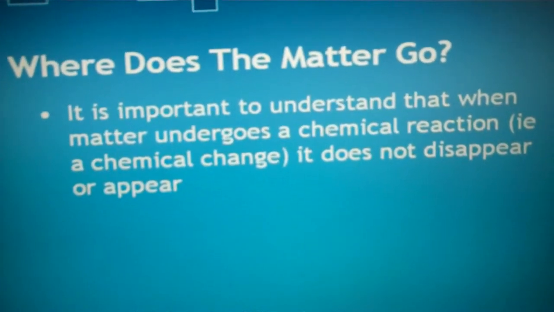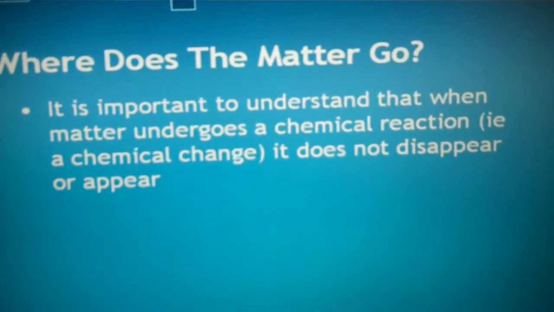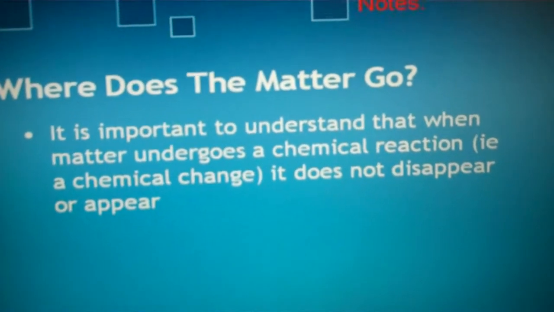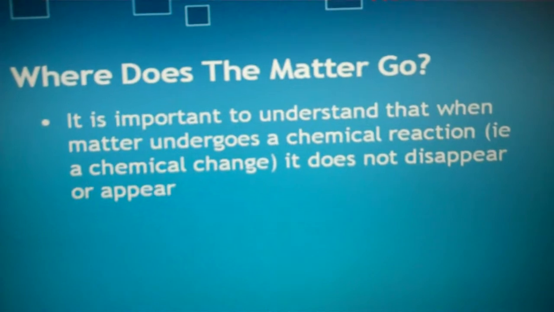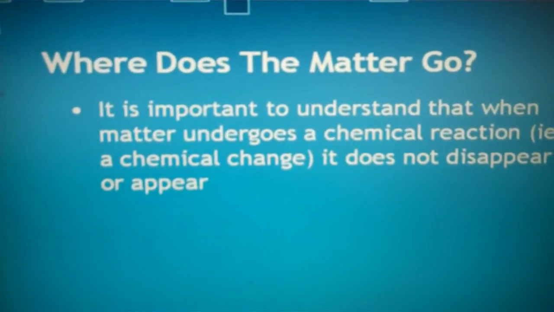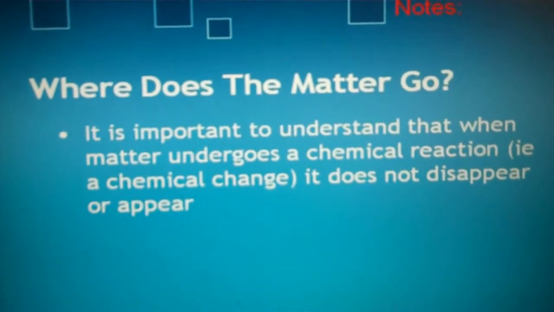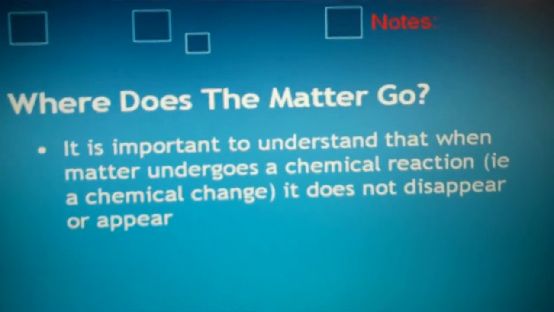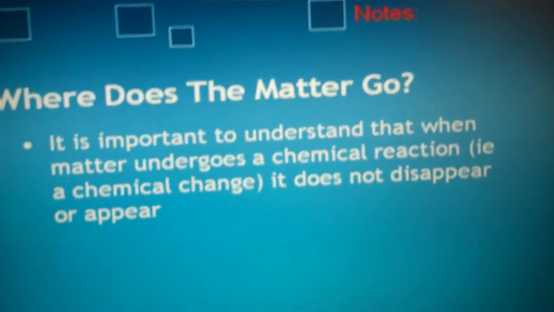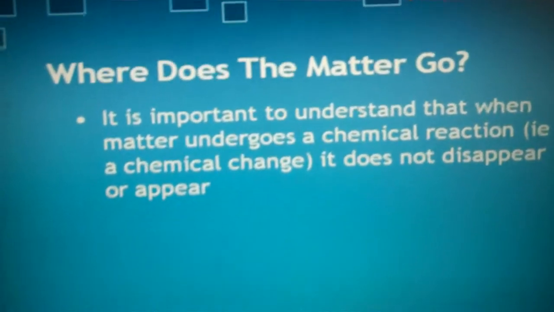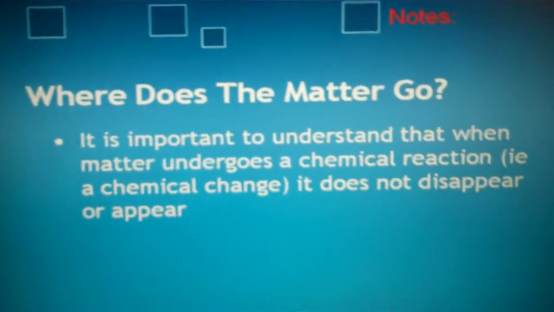It is important to understand that when matter undergoes a chemical reaction or a chemical change, it does not disappear or suddenly appear. The atoms just get rearranged. Think about how many times you have changed seats. We've still had 28, 29 people in the classroom, but they've gotten rearranged. So the total mass of the class has not changed, just the organization of the matter.